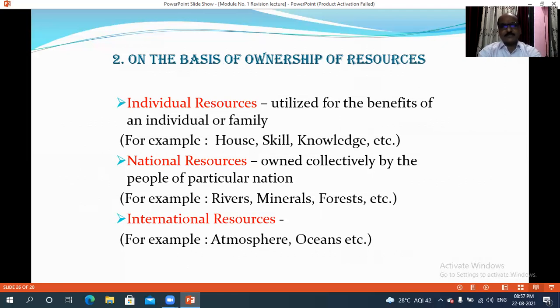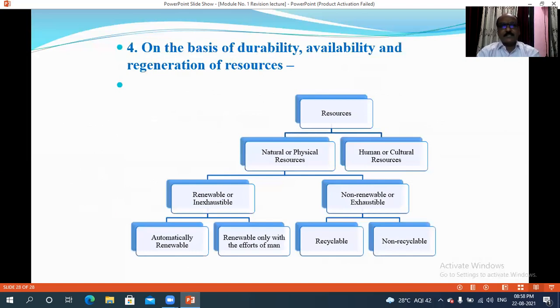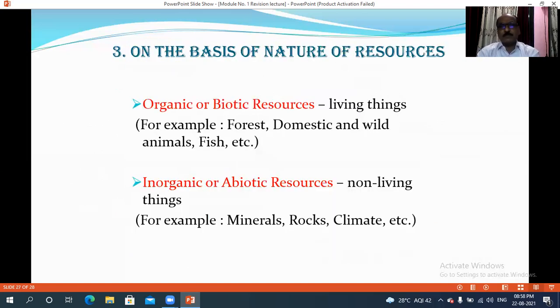Then international resources: all the material and non-material things found in the environment are called international resources. For example, atmosphere and ocean are examples of international resources. Then next, on the basis of the nature of resources, we can divide resources into two types: organic or biotic resources, and second, inorganic or abiotic resources. Organic resources include all the living things, for example forest, domestic and wild animals, fish, etc. And inorganic includes non-living things, that is minerals, rocks, and climates.